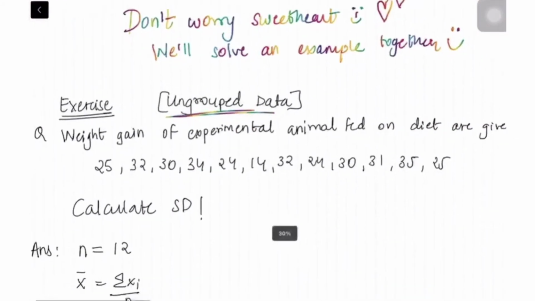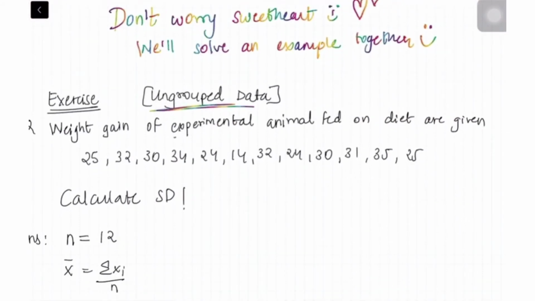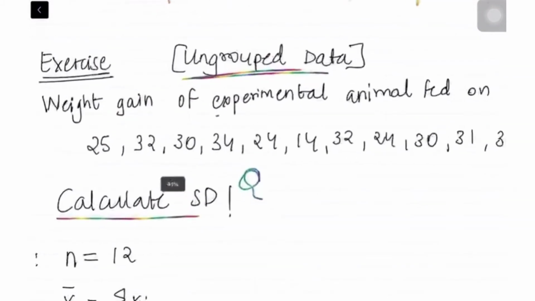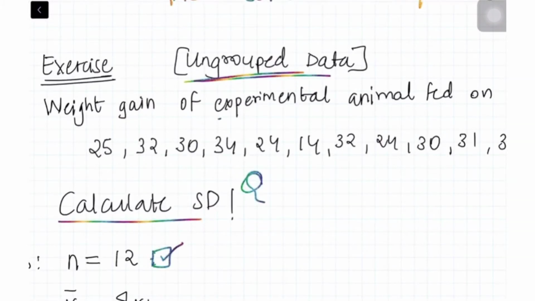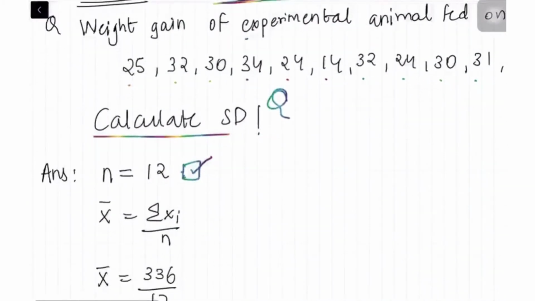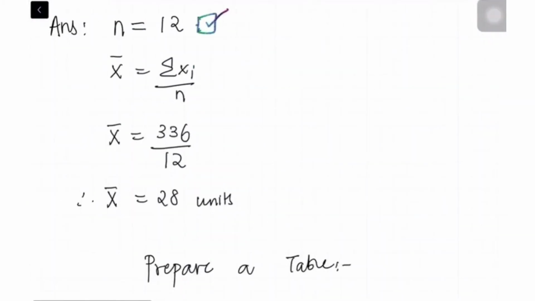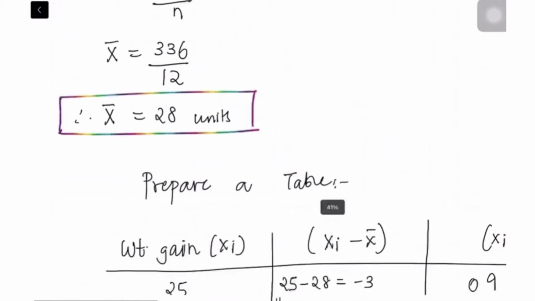So coming to the exercise for ungrouped data, as you can see the data given is ungrouped. The question asked was to calculate standard deviation. So n is equal to 12: 1, 2, 3, 4, 5, 6, 7, 8, 9, 10, 11, 12. X bar is equal to sigma xi divided by n. So x bar comes out to be 28 units. X bar is the mean.